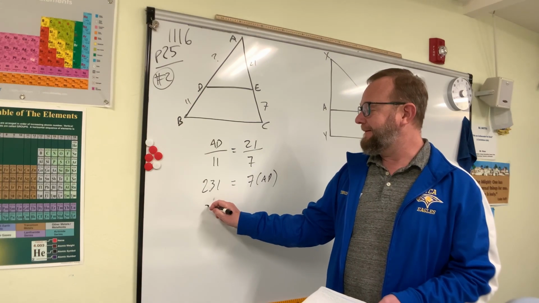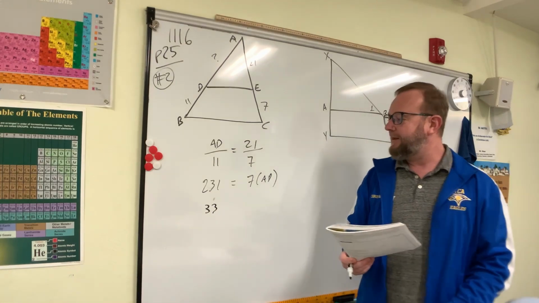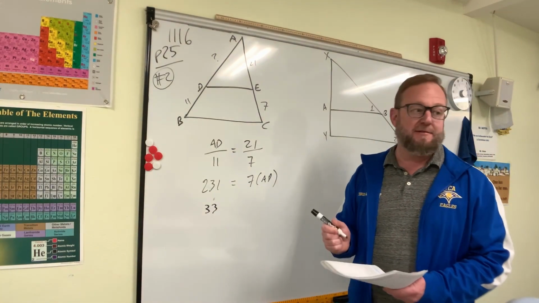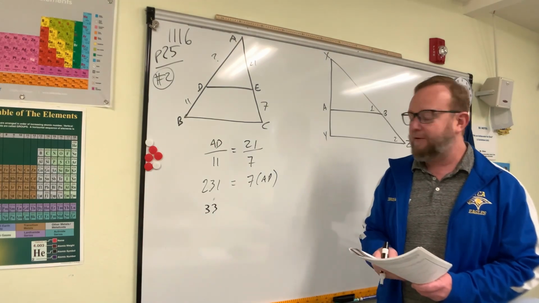3, 33. Wait, no, 33, yes. 3 times 7 is 21, with 21 left over. All right, yeah, so 33.